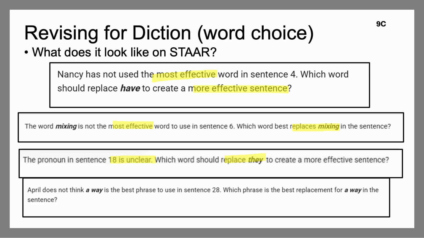like this. And then finally, another one is a phrase. So we're not just focusing on words, but we can also be having to replace phrases within the sentence as well. So word choice and phrase changing in here is what you'll see on that STAAR test.